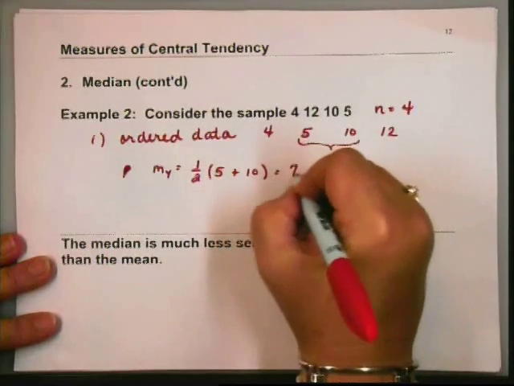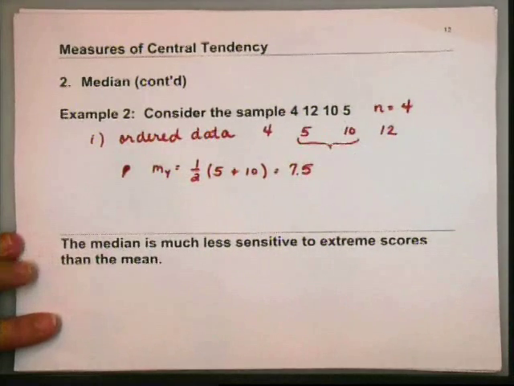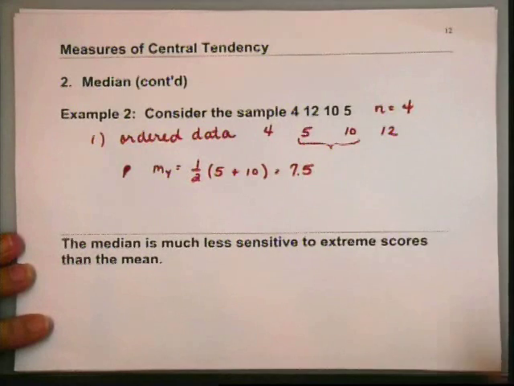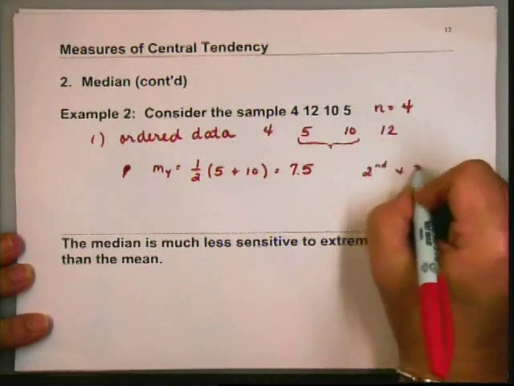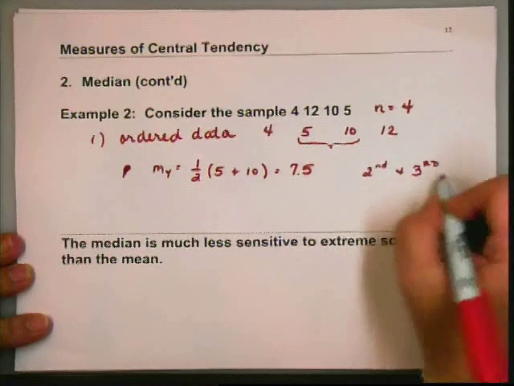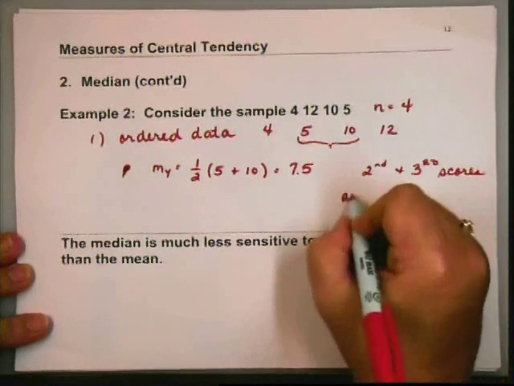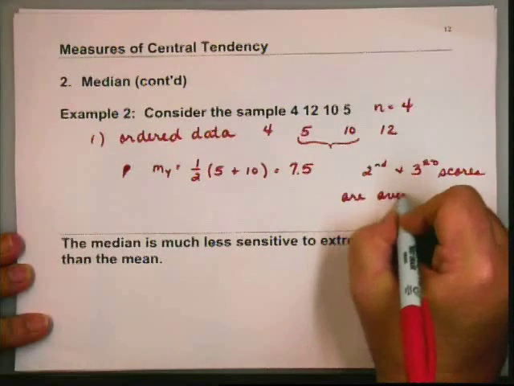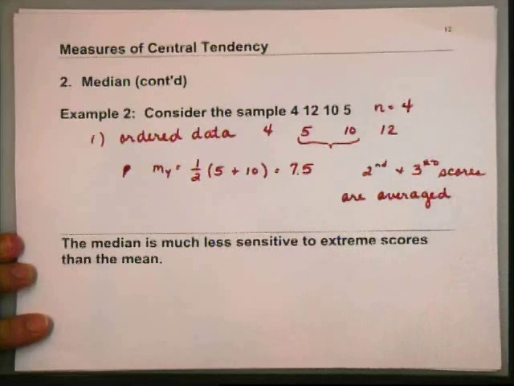So the median doesn't have to be a value you've actually observed, okay? If you're averaging between two scores. So this is the second and third. The second and third scores are averaged. Now, of course, for space and time here, I've only done very small samples. I save the hard ones for you.